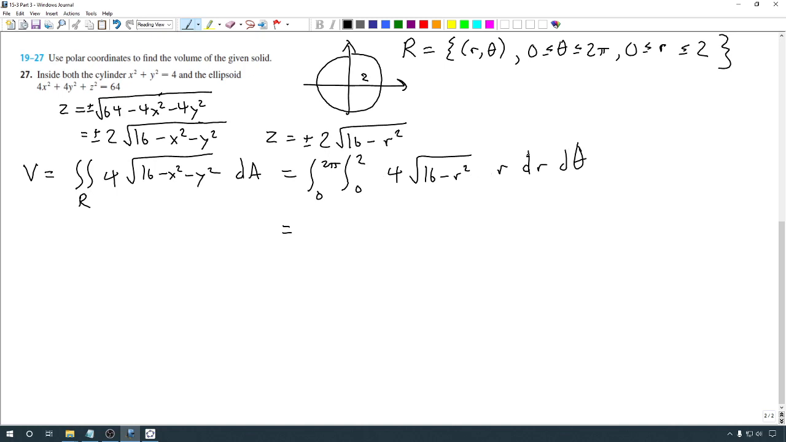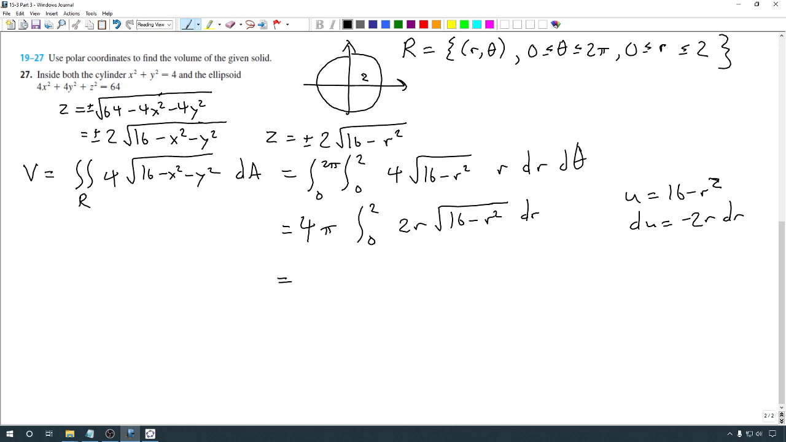First thing before we even get to that, though, is, again, we don't have any thetas inside here, so that part just becomes a 2 pi. But I'm actually going to go ahead and pull out a 2 from that 4. So we'll end up with a 4 pi on the outside. And we're integrating 2r square root of 16 minus r squared. We made the substitution of u equals 16 minus r squared. That means du is negative 2r dr.